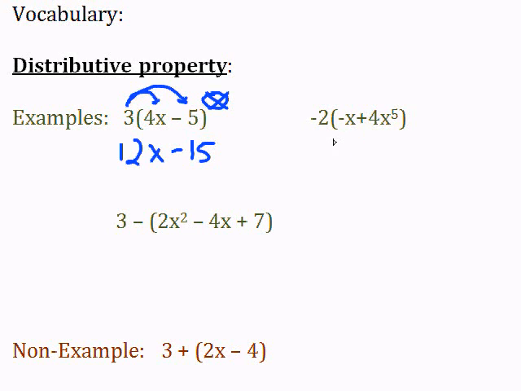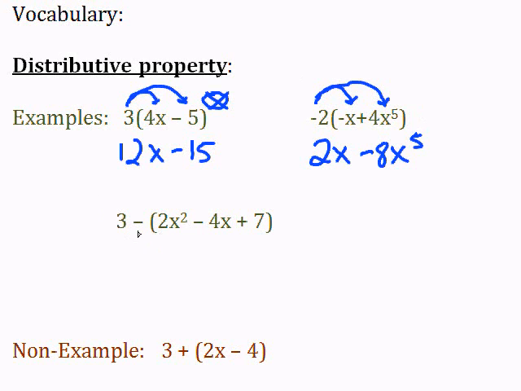Suppose there's a negative 2 outside of your set of parentheses. Again, you just distribute the negative 2 into every term inside the parentheses. Negative 2 times negative x gives you a positive 2x, because a negative times a negative is a positive. Then we get negative 2 times 4x to the fifth, gives us negative 8x to the fifth. Again, please notice that the exponent was not changed because there was not an exponent outside of the parentheses.